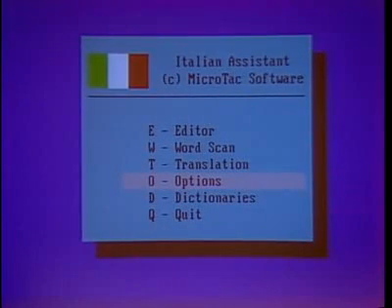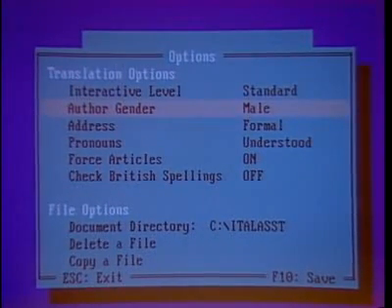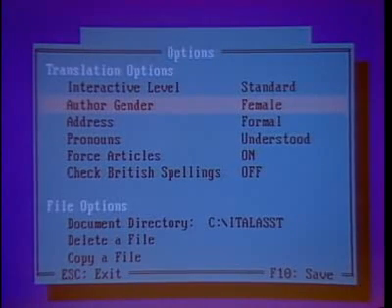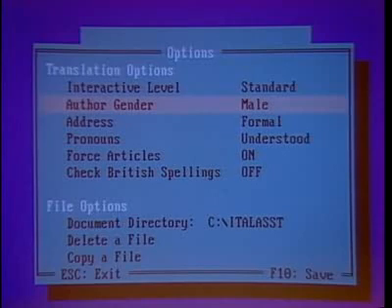So a couple of options that you'd probably want to set before you begin to translate. For example, the author gender. If the author is a woman, that would be different if you translated the sentence, I am angry, than say if you were a man. So it'll automatically pick the right gender for the speaker. Exactly.